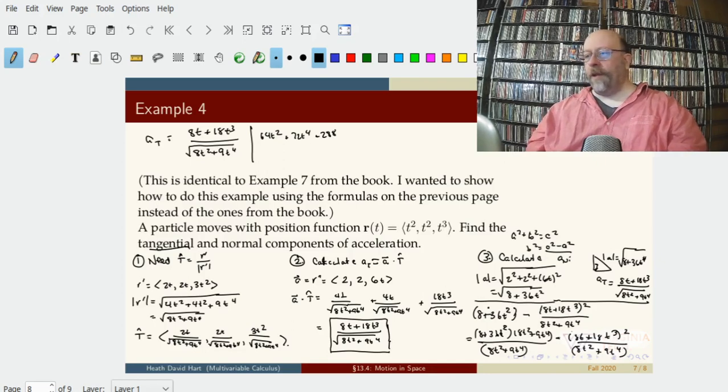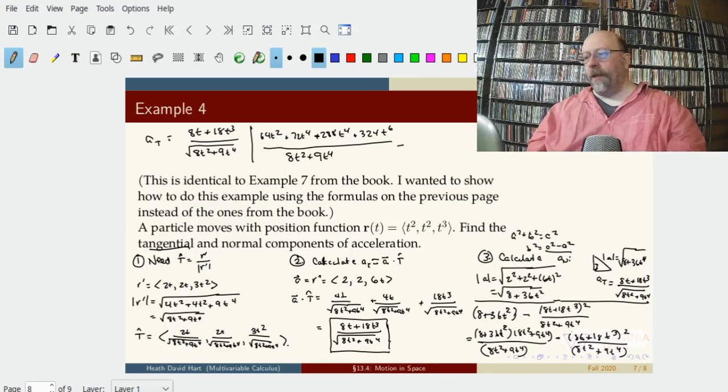So this will be t squared times t squared. That will be 288t to the fourth. And then last times last, this is 36t squared times 9t to the fourth, which is 324t to the sixth, over 8t squared plus 9t to the fourth.